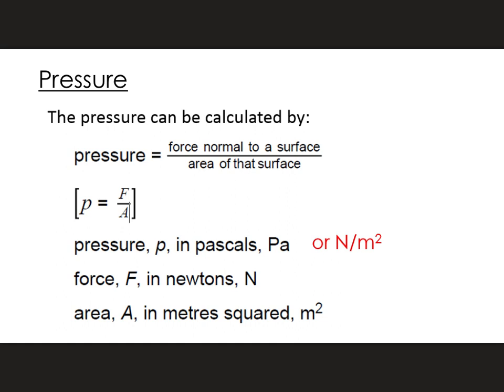For example, if you were to push your finger against a table with a certain force, the pressure you exerted is the amount of force that you've applied through your finger divided by the area of contact between your finger and the table. Over the next few slides, we want to look at how to use this equation to calculate pressure. Also, we're going to look at how to calculate force and area.